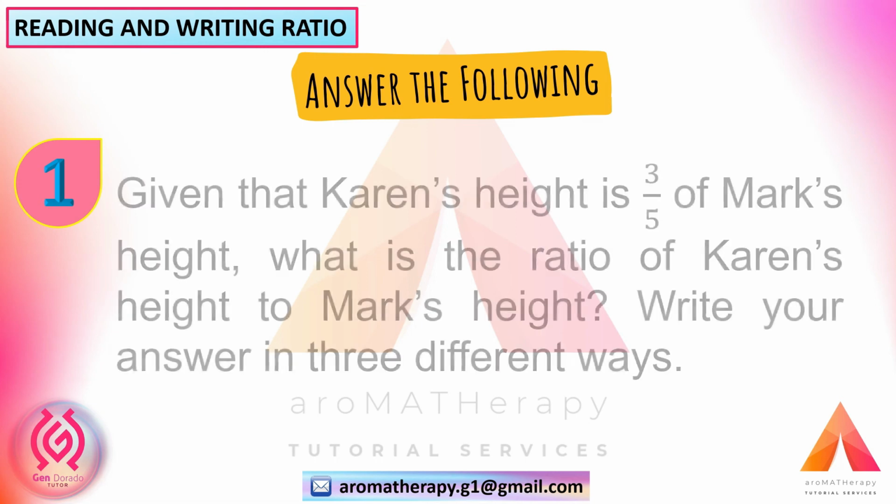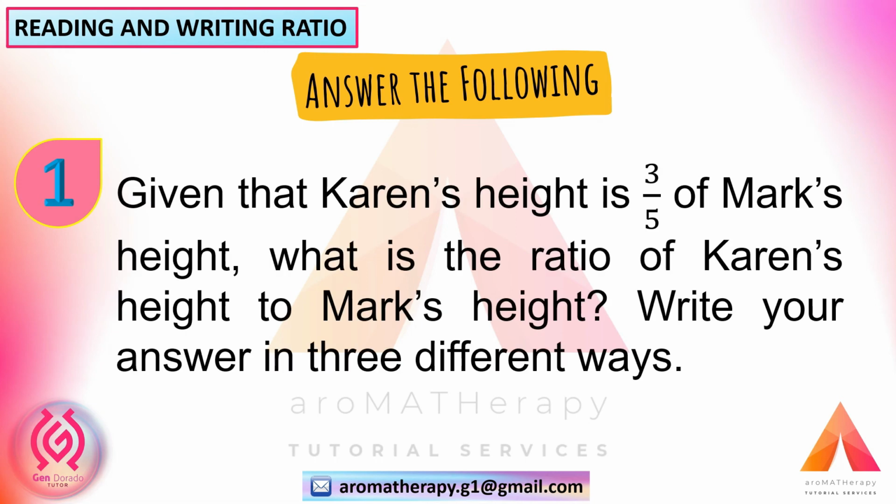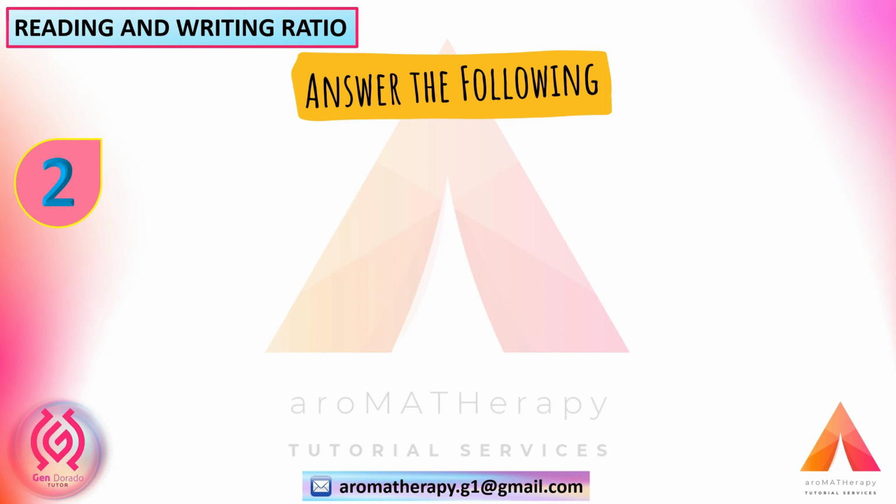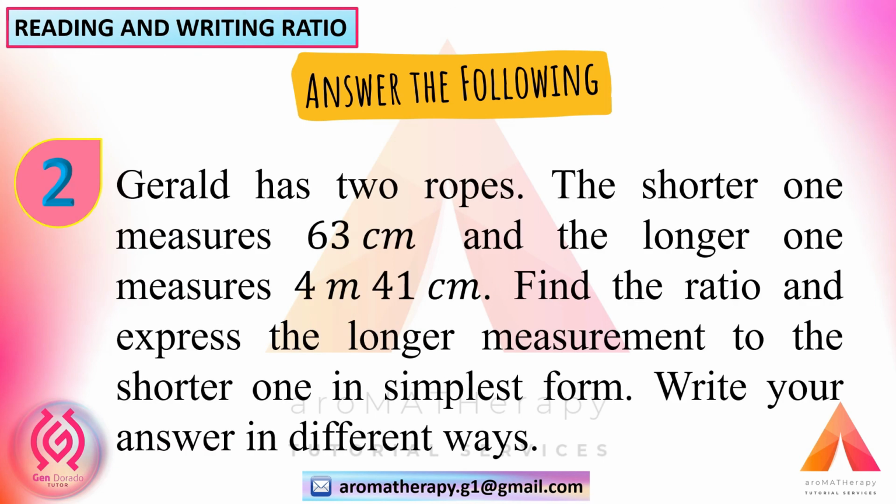Question number 1. Given that Karen's height is 3/5 of Mark's height, what is the ratio of Karen's height to Mark's height? Write your answer in 3 different ways. Question number 2. Gerald has 2 ropes. The shorter one measures 63 centimeters, and the longer one measures 4 meters and 41 centimeters. Find the ratio and express the longer measurement to the shorter one in simplest form. Write your answer in different ways.